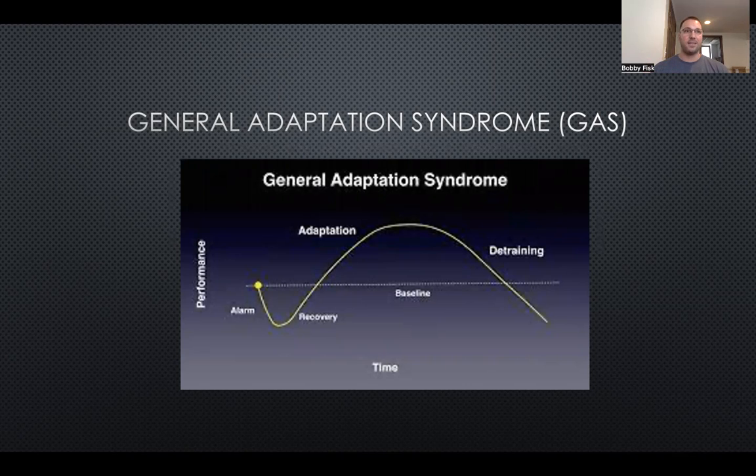So it's a constant back and forth with this general adaptation syndrome provided by Hans Selye. There's a stimulus. We have an initial drop in performance while we recover, hopefully sufficiently, and we are then able to perform at a higher level. And then we want another stimulus prior to detraining occurring.